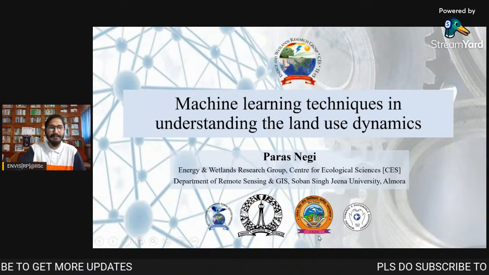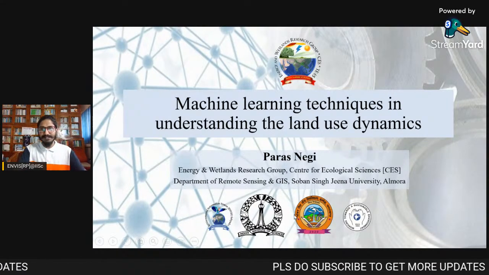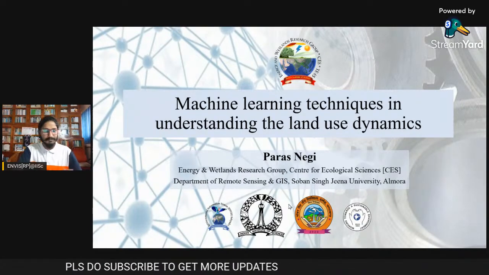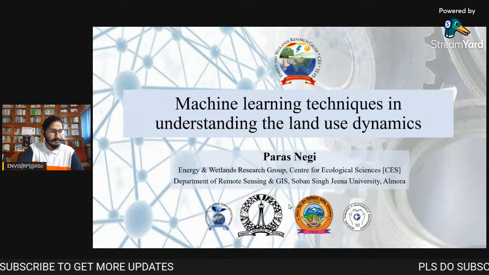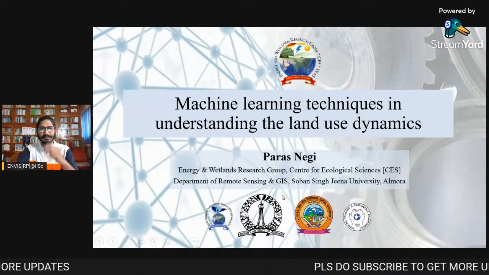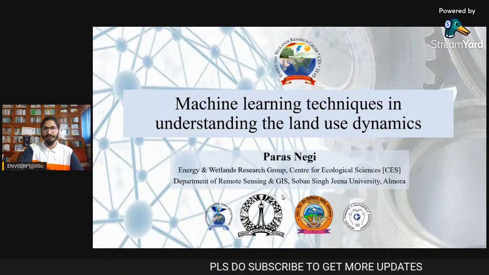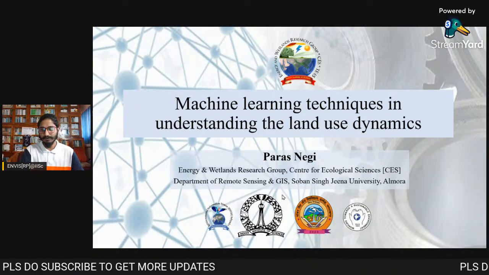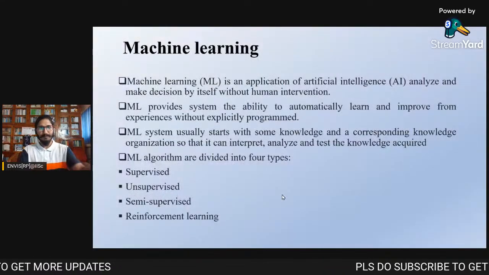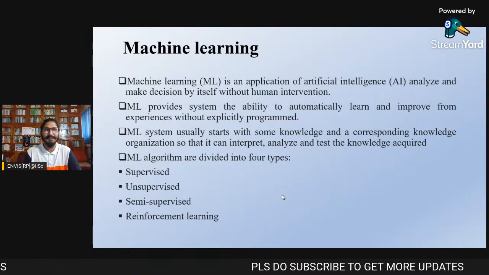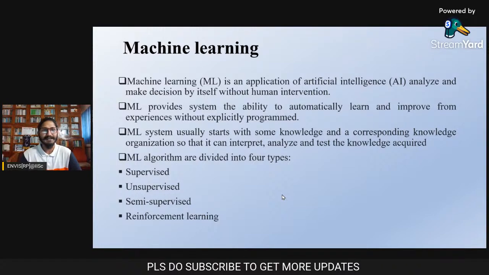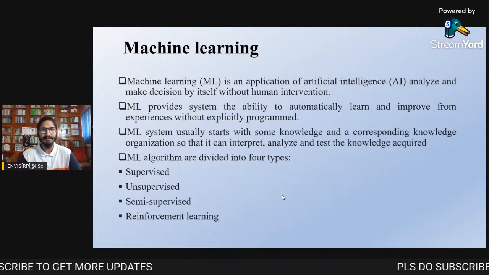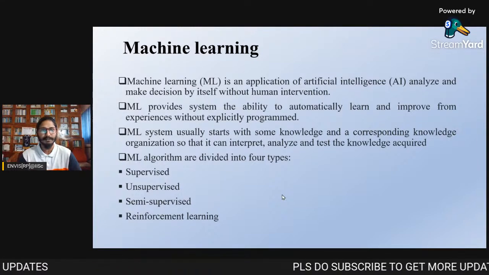Good evening to all. As we are celebrating GIS Day, on that occasion I am trying to give some knowledge about the machine learning techniques to understand the land use dynamics of a landscape. Machine learning is an application of artificial intelligence that analyzes and makes decisions by itself without any human intervention.